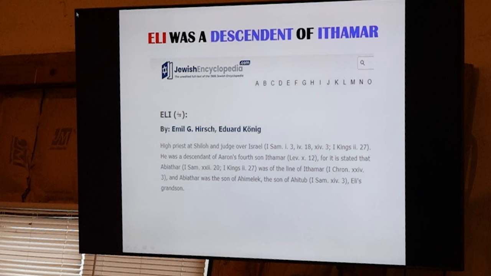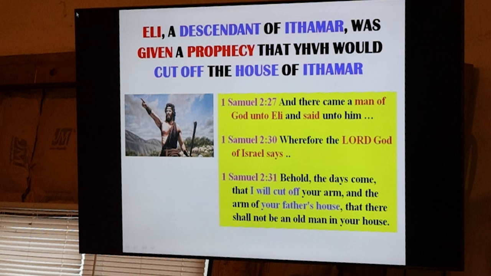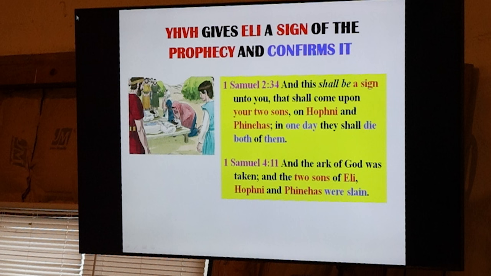So now Eli, a descendant of Ithamar, is given a prophecy because he didn't tend to his sons very well, and Yah didn't like that his sons were the way they were. So he sends a prophet to him, and he prophesies that the days are going to come that Eli's house is going to be cut off. So the prophetic word is given, and then there's a confirmation of the prophetic word. It's a very hard and difficult confirmation: your two sons in one day are going to die. How's that for a confirmation of a prophecy?